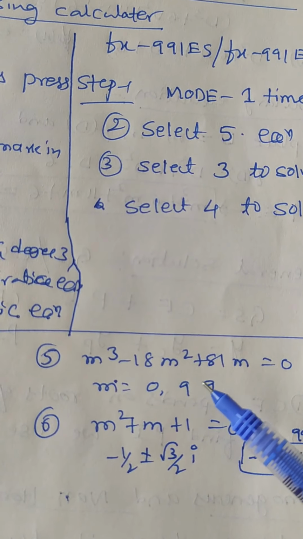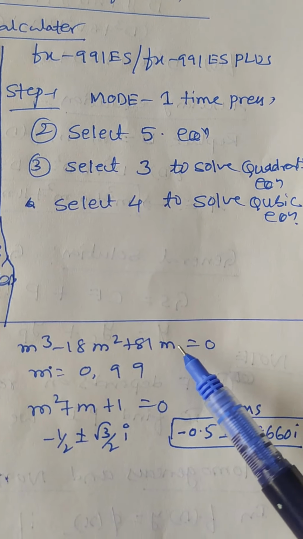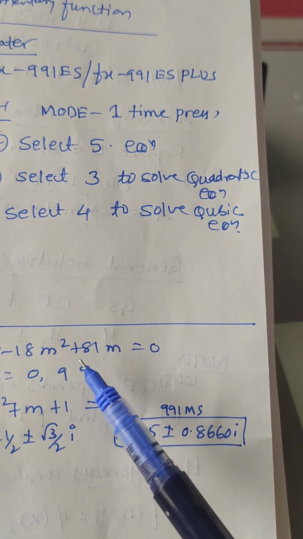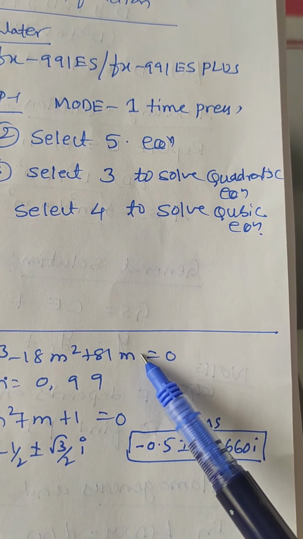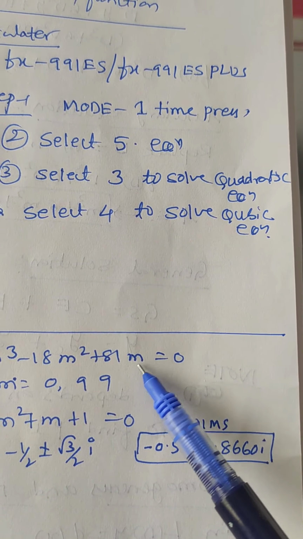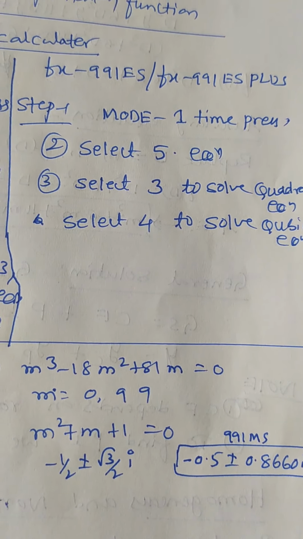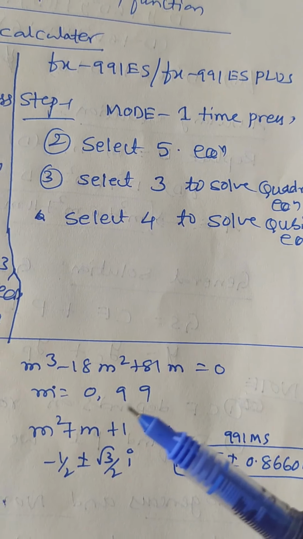m cube minus 18m square plus 81m is equal to 0. No constant term. See, we have m cube minus 18m square plus 81m. Here the constant term is 0. That means no constant term means 0 is one root. Very simple. No constant term in the equation means 0 is one root.